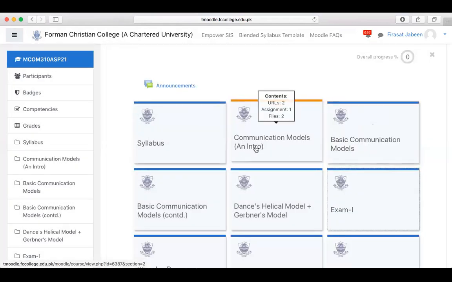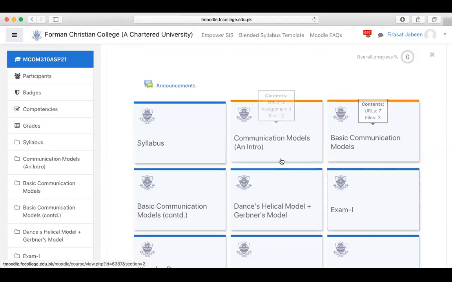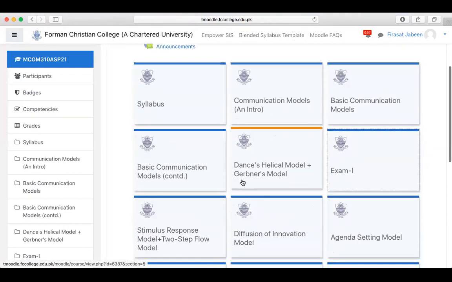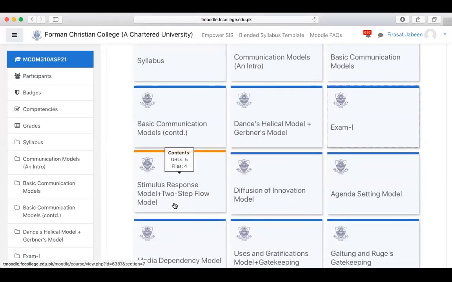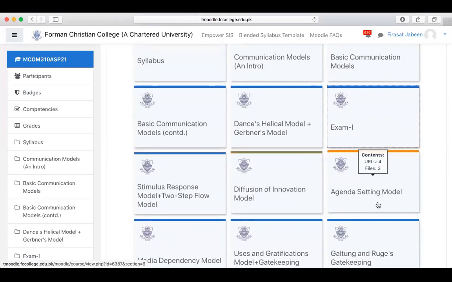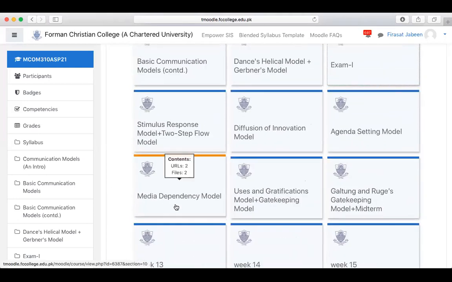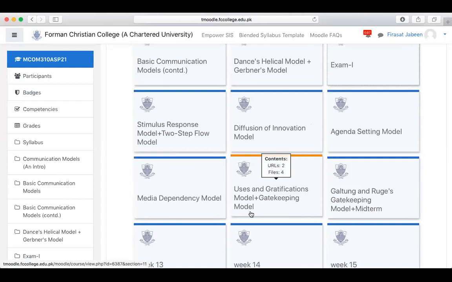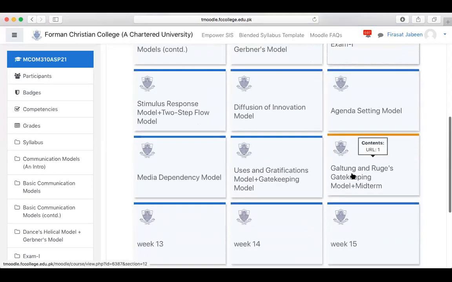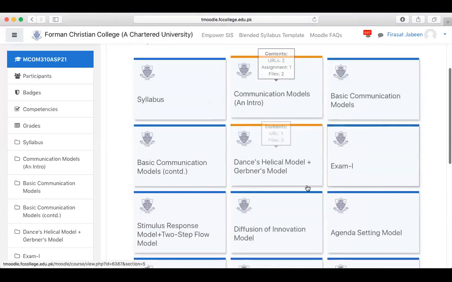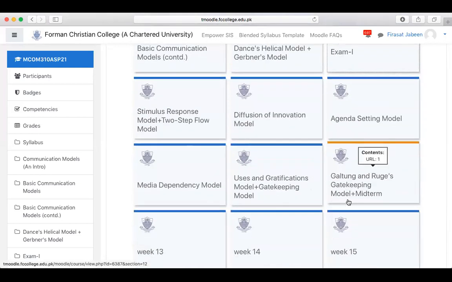Now you see, starting from the beginning of the semester, actually from the second folder, which is related to an intro of communication models, all basic communication models, Dance helical model, Gardner model, then stimulus response model, two-step flow model, diffusion of innovation model, agenda setting model, media dependency model, uses and gratifications, gatekeeping model. This includes Galtung and Rook's gatekeeping model as well. All right, starting from the first folder until here, everything is included in your midterm exam.